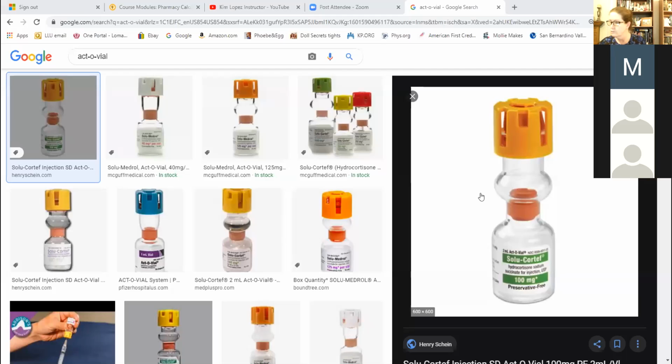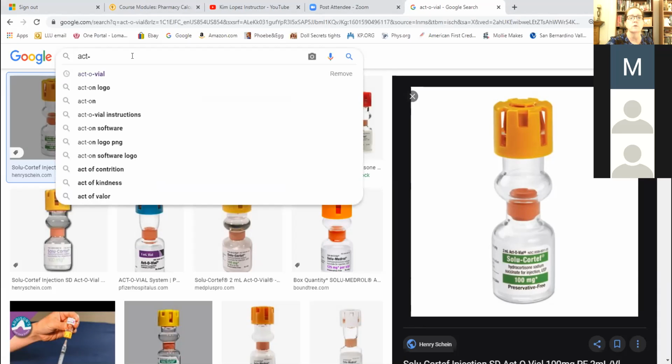Okay, so this is that Act-O-Vial, okay? So your Solu-Cortef, the powder's down in here, and the liquid is up in here. When you flip off that little plastic thing, you can push down on it, and there's a rubber stopper in here that pushes the liquid down, and that liquid forces this rubber stopper down into the bottom, and the liquid comes down and it mixes. Okay, so that's one Act-O-Vial system.